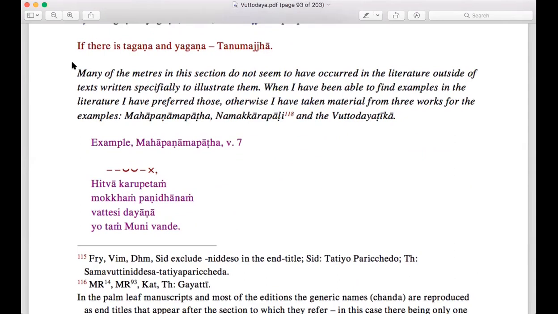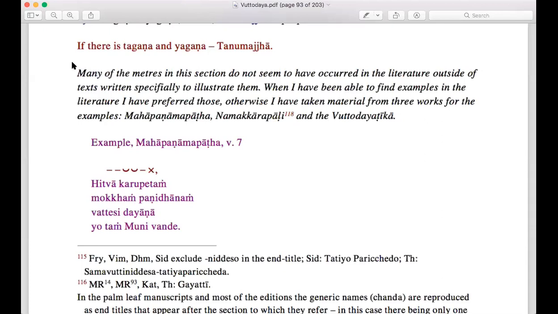That means in this section, in this Samavutti, and also in Adda Samavutti, the verses shown here are not actually seen in the literature. Most of them are seen in texts which specifically illustrate them.